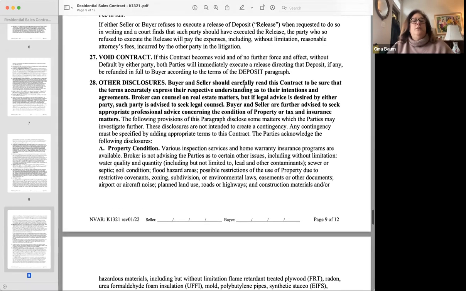If either seller or buyer refuses to execute release of deposit when requested to do so in writing, and a court finds that such party should have executed the release, the party who so refused to execute the release will pay the expenses, including without limitation, reasonable attorney's fees incurred by the other party in the litigation.